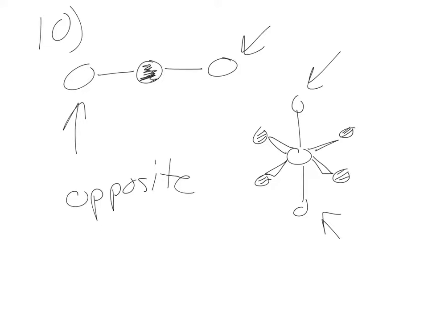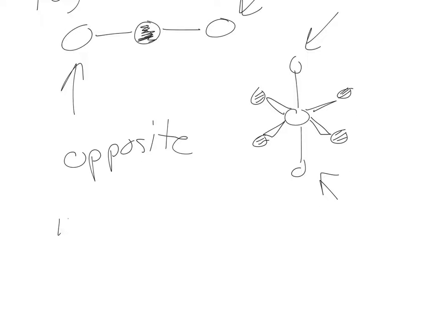Alright, that's 10. Going on to 11. Oh, excuse me, that was 10A. Okay, B, when polar bonds are present in a polar molecule, how are they arranged? On the same side or on opposite sides?